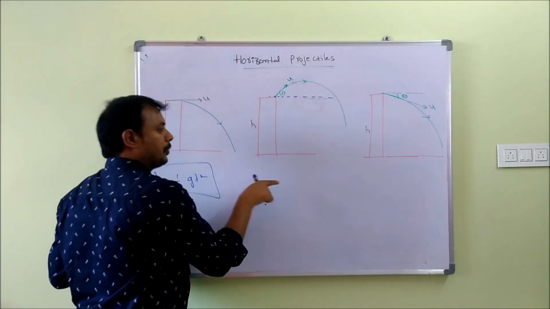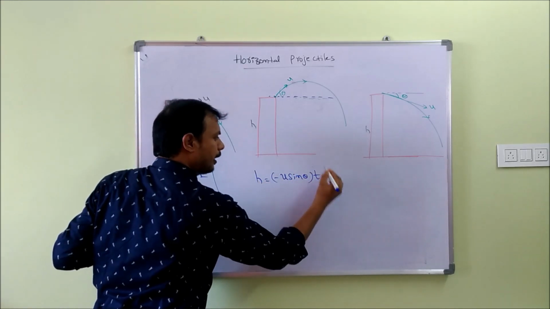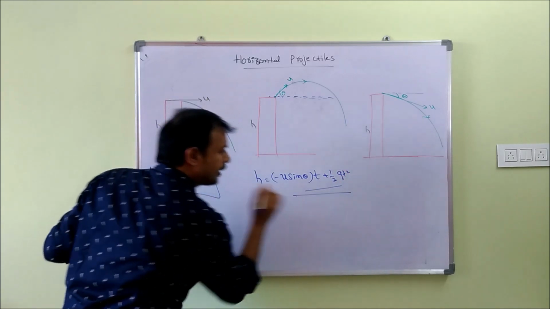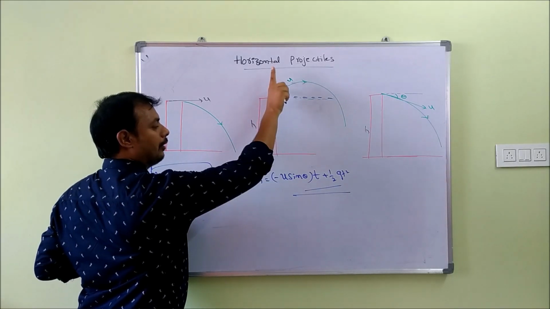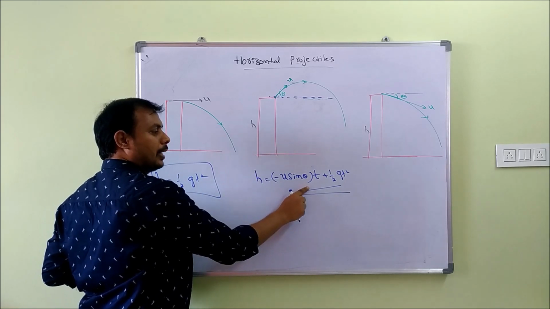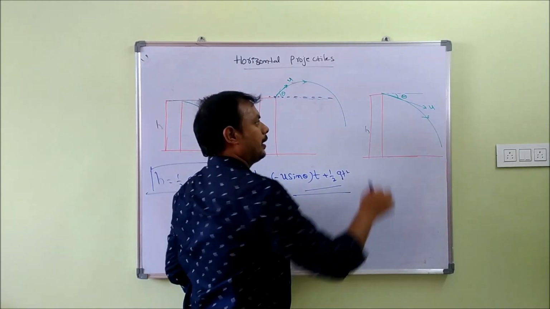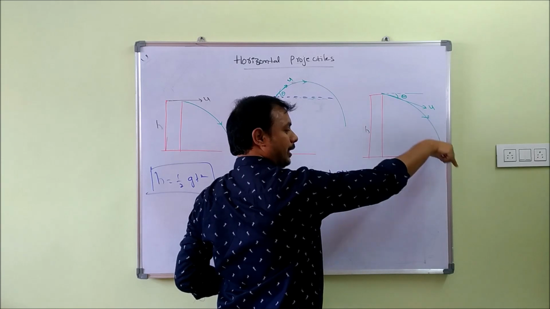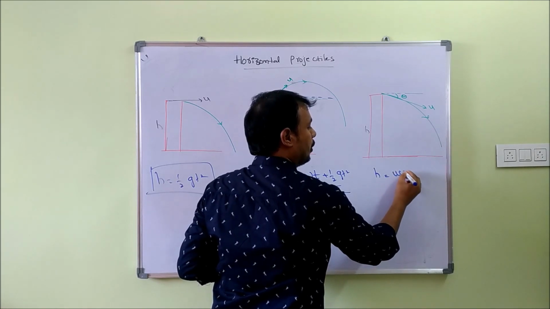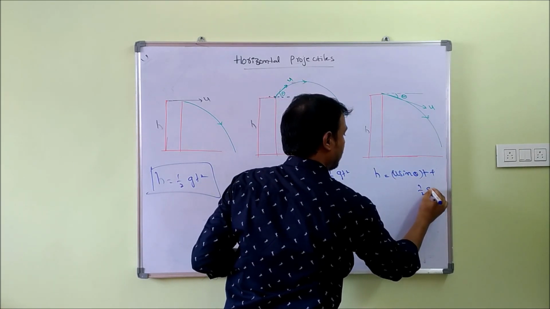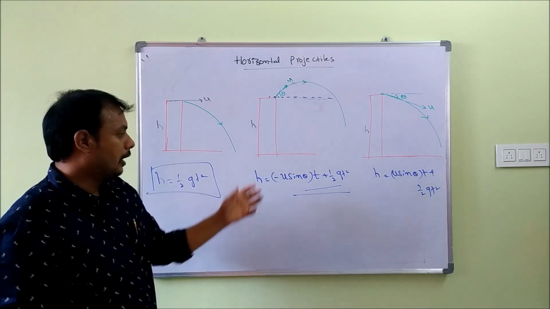To solve this type of problem, we can use h equals minus u sine theta t plus half g t square. Velocity u is resolved into two components, horizontal and vertical. When the body is projected down at angle theta with the horizontal, with velocity u in the downward direction, you can use h equals u sine theta t plus half g t square, and from that you can calculate the time.